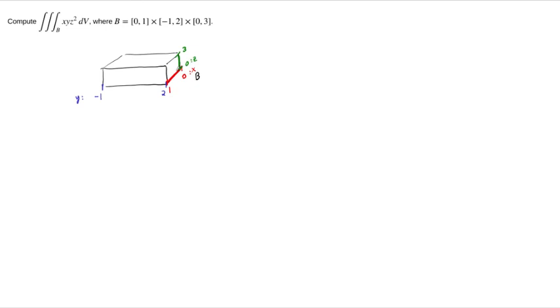Because this region is a nice rectangular prism, we can break up our integral. We can write our integral as the triple integral over the region B of x, y, z squared dV. But again, because it's a nice rectangular prism region, this can be broken up into the integral from 0 to 3, integral from -1 to 2, integral from 0 to 1, of x, y, z squared, dx, dy, dz.